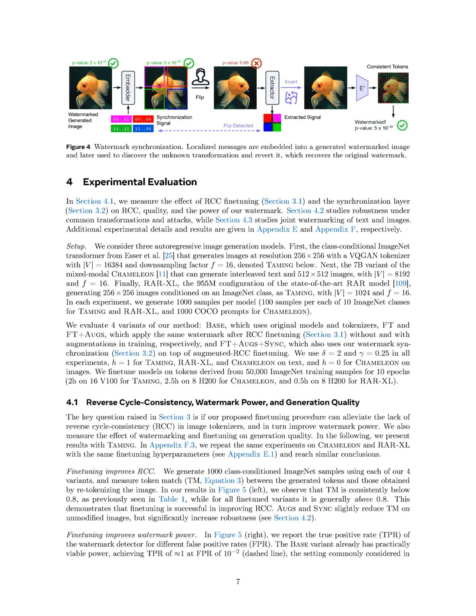We validated our watermarking method experimentally by conducting thorough evaluations across 3 autoregressive image generation models: Taming, Chameleon, and RARXL. For each model, we generated samples using various configurations of our watermarking approach, including base, fine-tuned, and FT plus AUGs, fine-tuned with augmentations. We employed the ImageNet dataset for training and evaluation, generating 4 samples per model for 14 ImageNet classes and 4 COCO prompts for Chameleon.